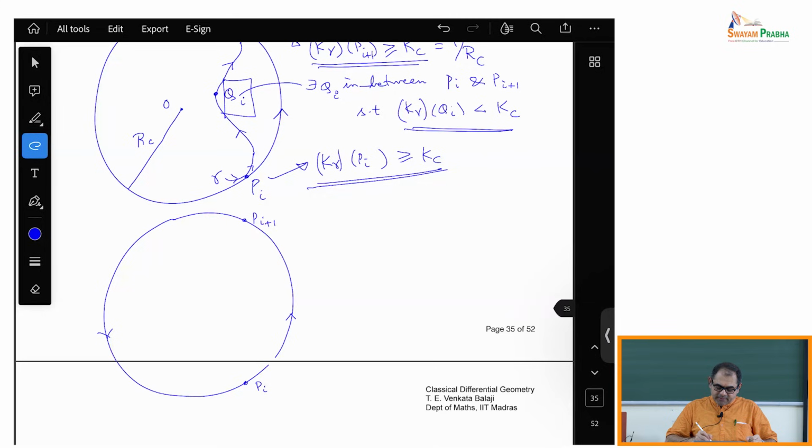That means you have this Pi, and then you have its antipodal point. So I will call it Pi op. This Pi op is exactly the antipodal point, which is the point at the other end of the diameter passing through Pi.